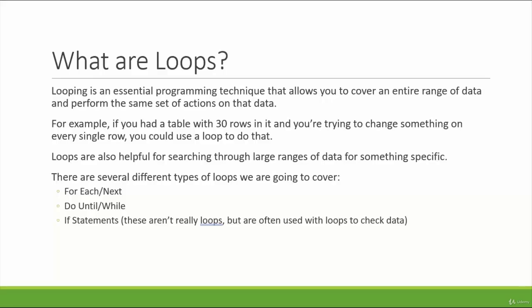There are several different types of loops that we'll cover in this video and in the next few videos. The primary loop is for each or for next, which are both super useful tools. We also have do-until loops, which in VBA is called a do-until loop. In other programming languages, you might hear it referred to as a do-while loop, but they do the same thing. And we also have if statements, and these aren't really loops, but they are often used in coordination with loops to check data and perform actions based on a set of conditions.